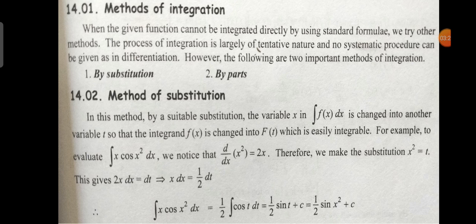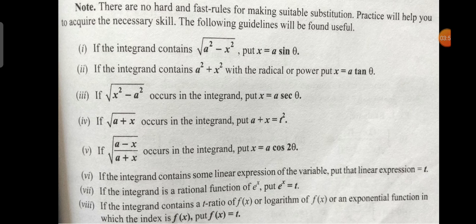Then it can be integrated. What is the integral of cos t? Sin t. So the answer is 1 by 2 sin t plus c, and then replace t. Don't forget to replace t with its value. After the integration is over, please do not forget to replace t. That is the method of substitution.